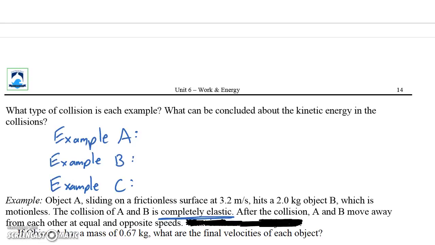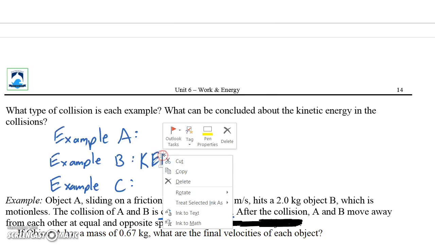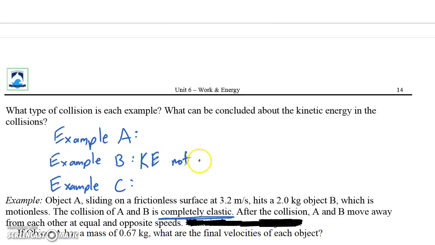So we learned about 3 different types of collisions: an elastic collision, an inelastic collision, and a partially inelastic, so something in between those 2 extremes. Now, in terms of kinetic energy, kinetic energy was not conserved in example B and example C. So that's the first thing. Then we've got example A, in which kinetic energy was conserved.